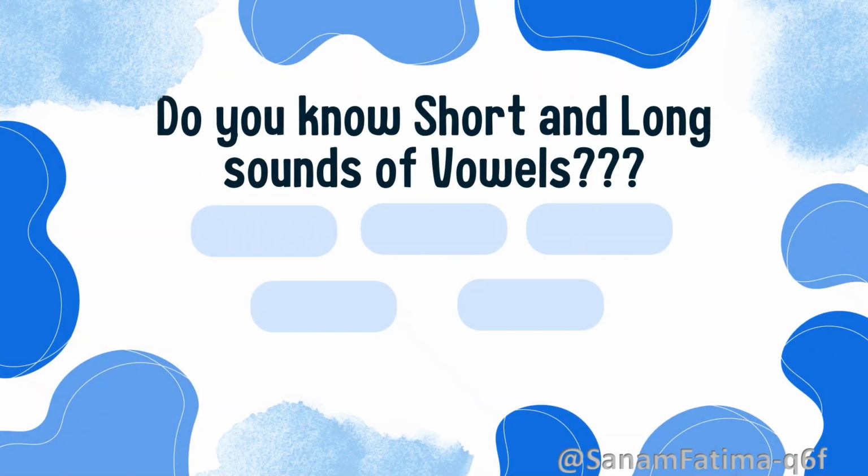vowels like short and long. So we have 5 vowels, right? A, E, I, O and U. So A is the letter name and A is the sound. E is the letter name and A is the sound of letter E. I is the letter name and E is the sound of letter E. O is the letter name and O is the sound. U is the letter name and A is the sound of letter U.